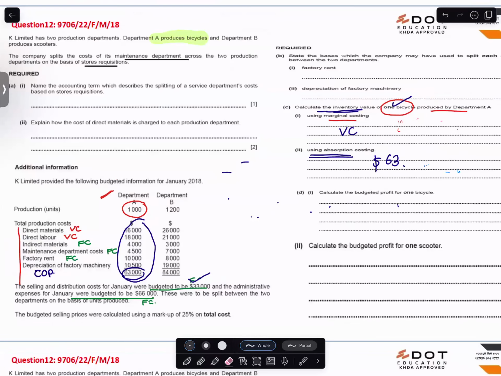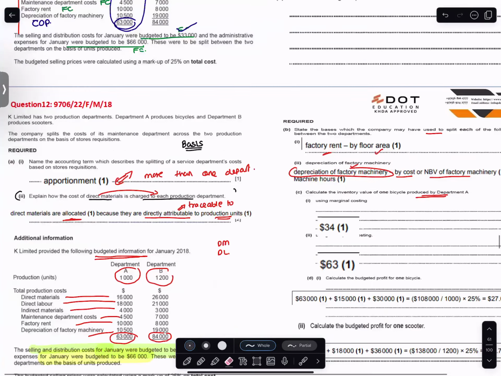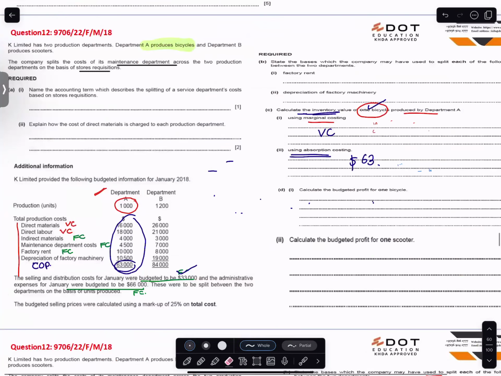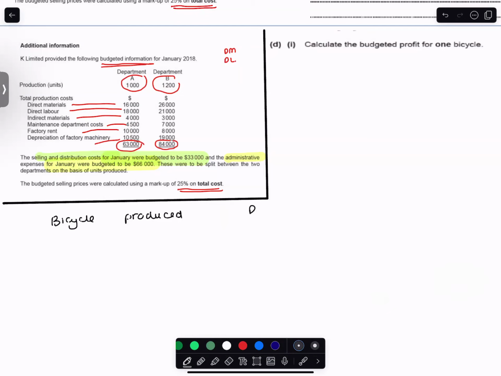Come on, tell me the budgeted profit on one bicycle. They want the budgeted profit for one bicycle. Okay. Bicycle is produced by which department? Department A. Bicycle is produced by Department A. Very good. To find the profit, I want to subtract the cost from the revenue, and I will get the profit.